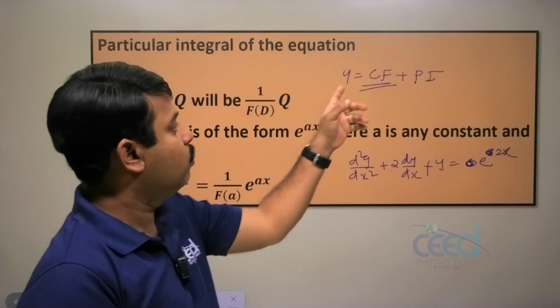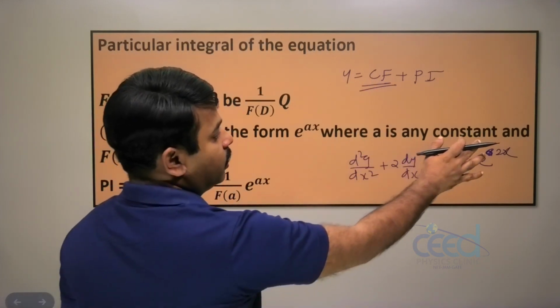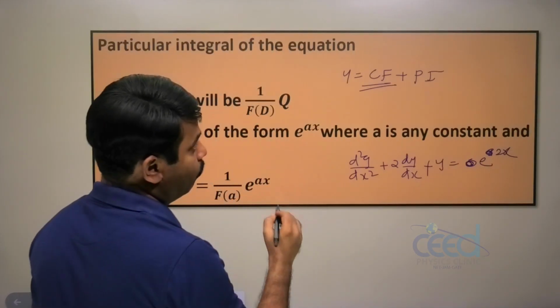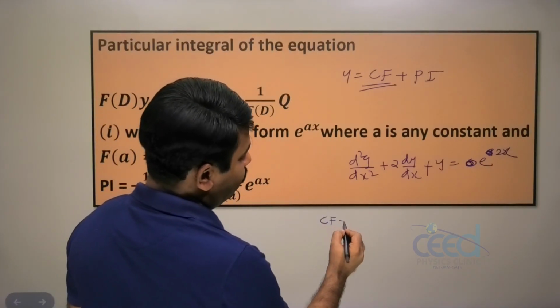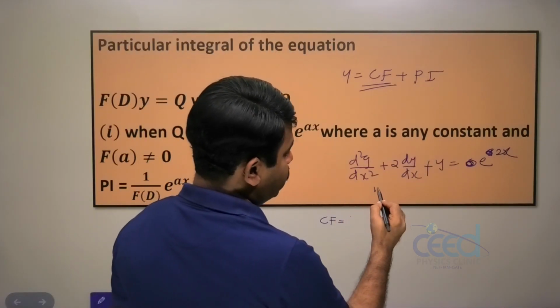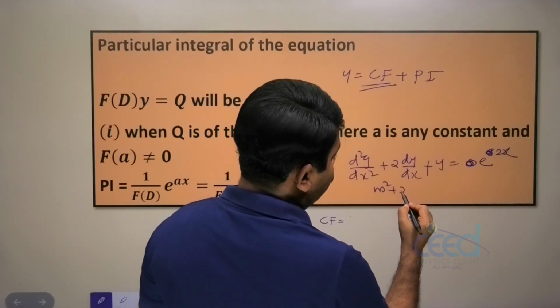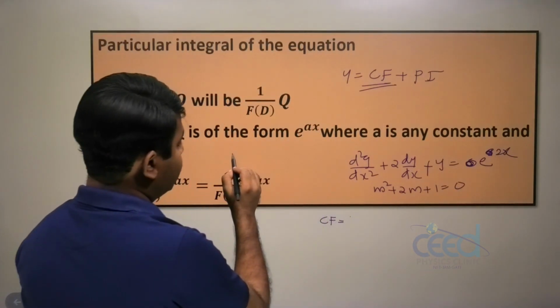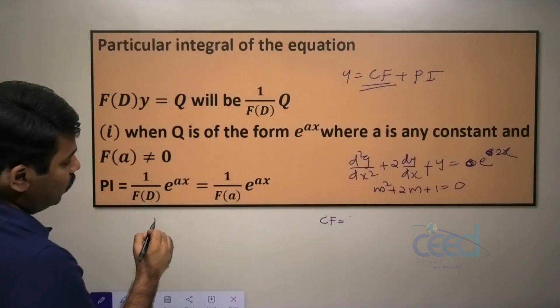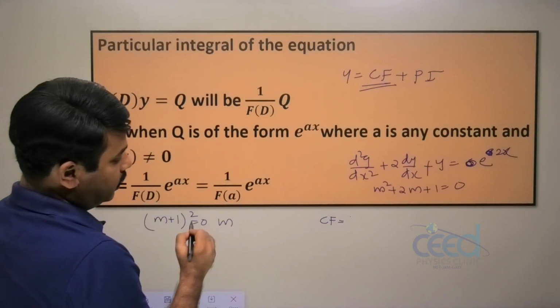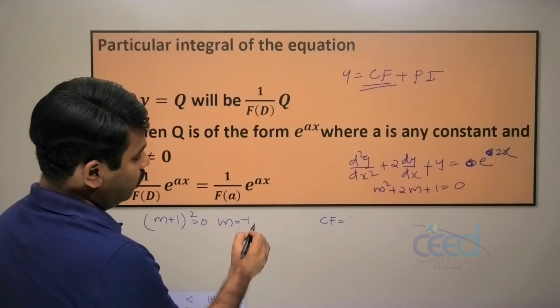First we have to find the complementary function. Suppose this part is not there, then what is the solution? That is the complementary function. First solve the auxiliary equation, m square plus 2m plus 1 is equal to 0. That is m plus 1 whole square is equal to 0, so m is equal to minus 1, minus 1.